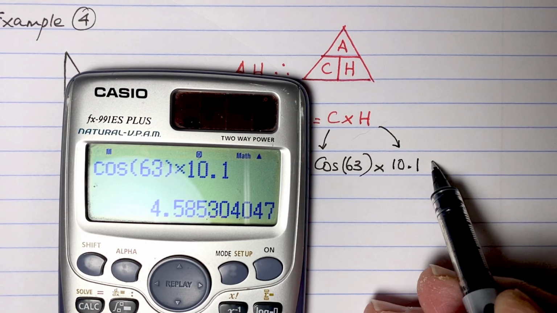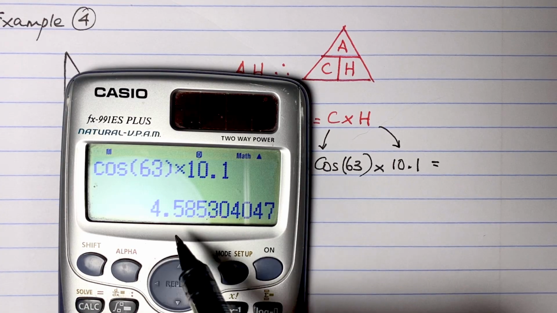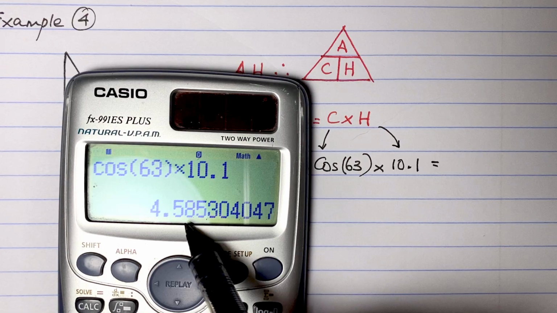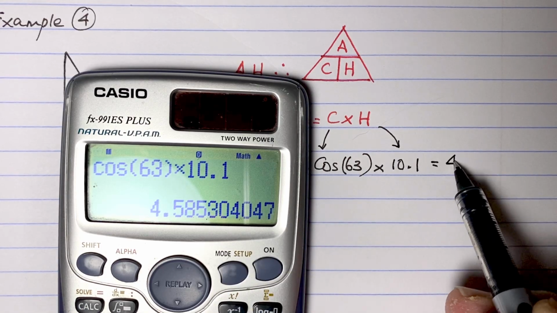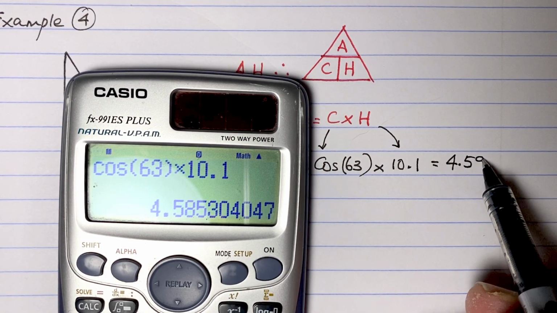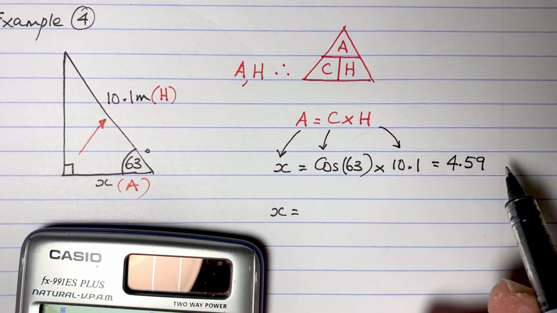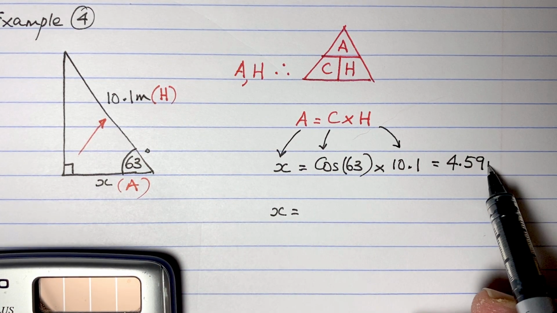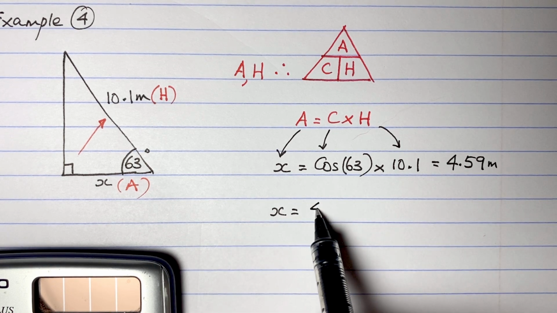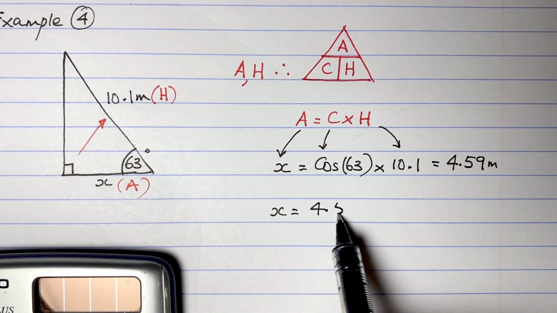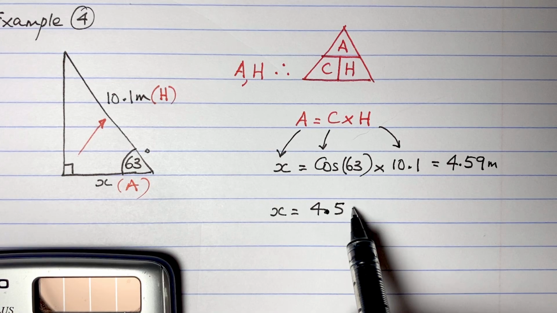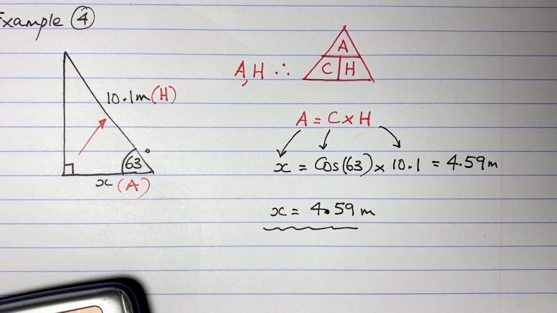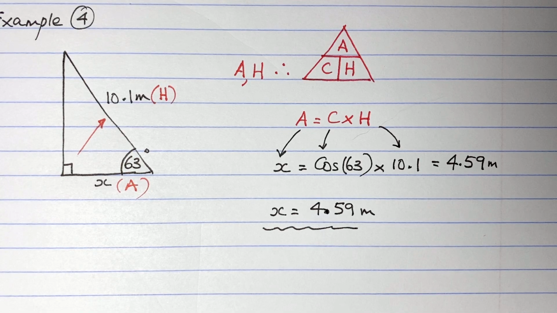So it tells me the answer that I'm looking for to two decimal places would be 4.59. And the unit was meters. So X is 4.59 meters. Let's look at example 5.